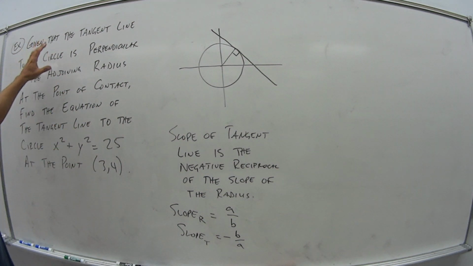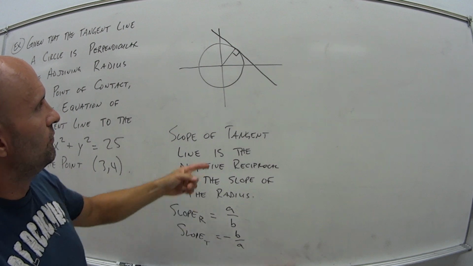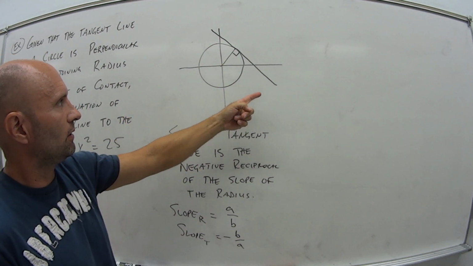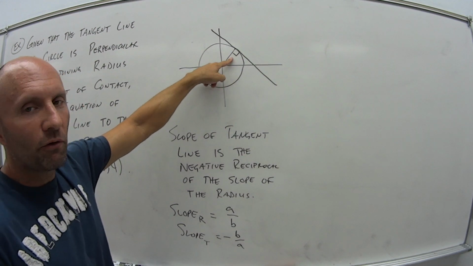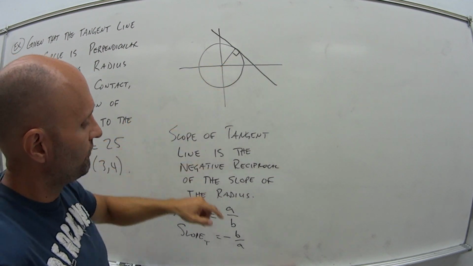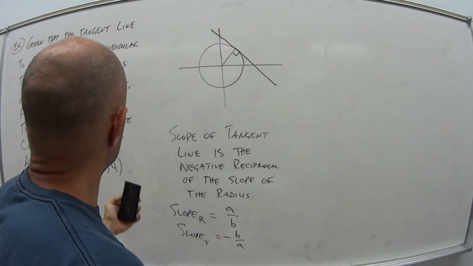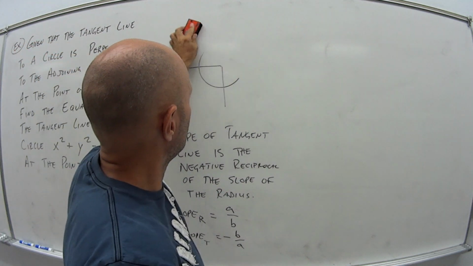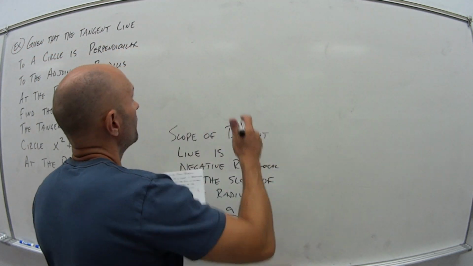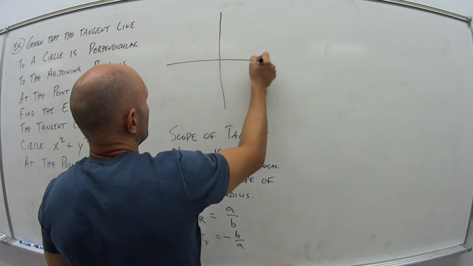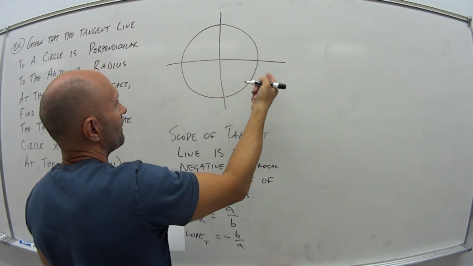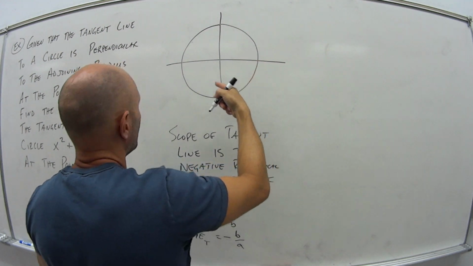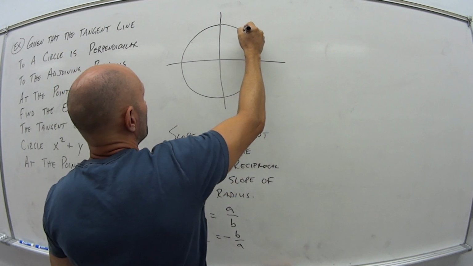So to find the equation of a tangent line, the first thing we need to know is the slope of the tangent line. And to get that, we need the slope of the radius. So how can we figure out the slope of the radius? Well, it told us we have this circle, x squared plus y squared is 25. That means the radius is 5. Our point is (3, 4).